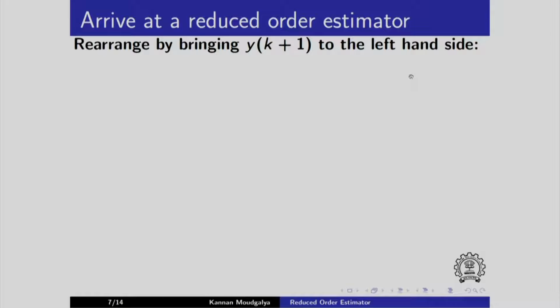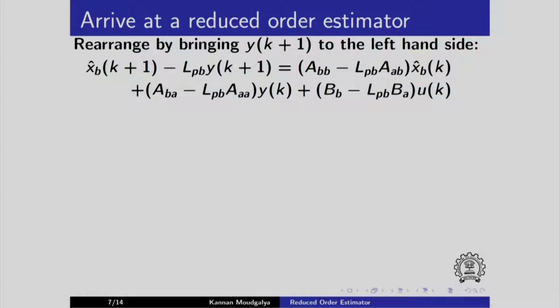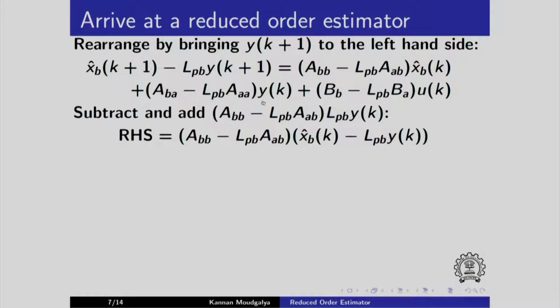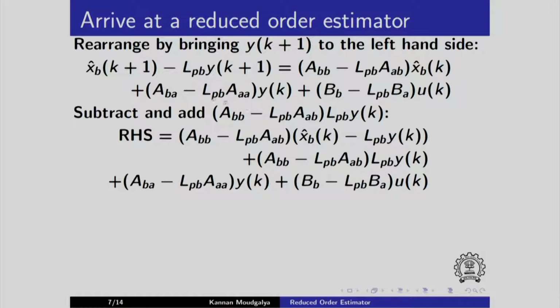So as mentioned earlier, let us rearrange and write down this equation as before. Now let us subtract and add this term as given here. So let us look at the right hand side. So the first term I write it as it is, then this term is added. So I have a minus sign minus LPB Y of k. So I am subtracting first and then I add the same thing. And the last row is retained as it is.